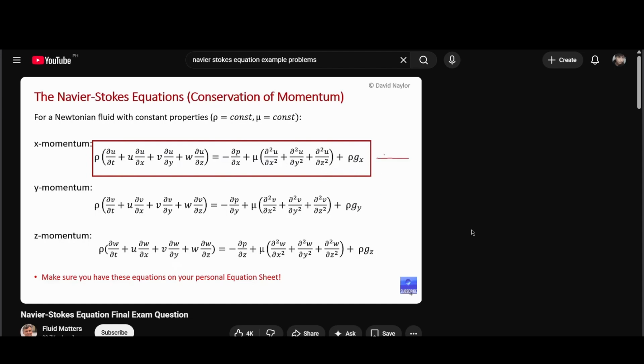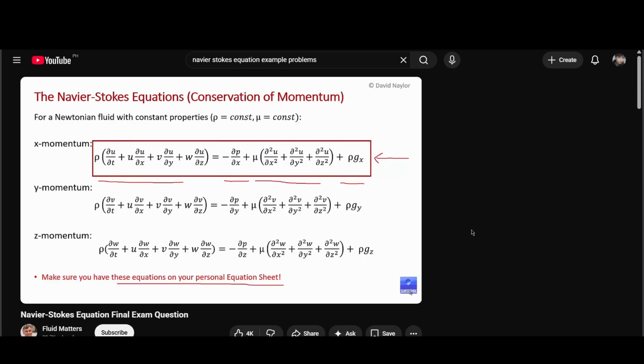I want to remind you to put this on your personal equation sheet. You'll need both of those equations potentially on the final exam. You also want to look at the momentum equation, of course. That's how you get the velocity profile.